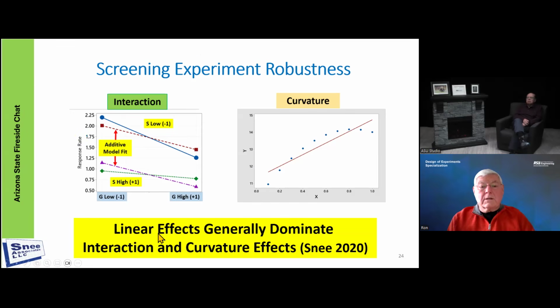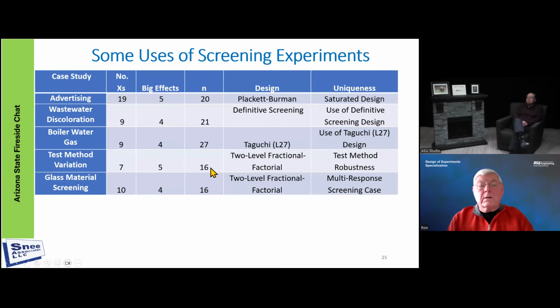The other thing is I did a study, which I don't have time to go into right now, maybe in the discussion, but linear effects generally dominate interaction and curvature effects. So in those 47 experiments that I looked at, and in some others that I've looked at, the linear effect dominates the curvature effects. So maybe we'll have a chance to talk about that.